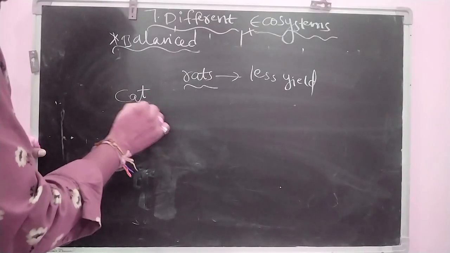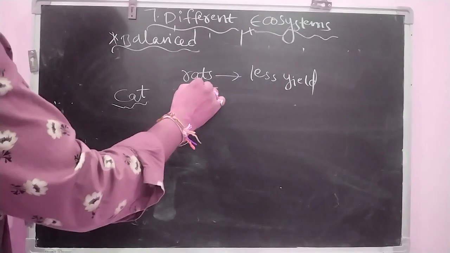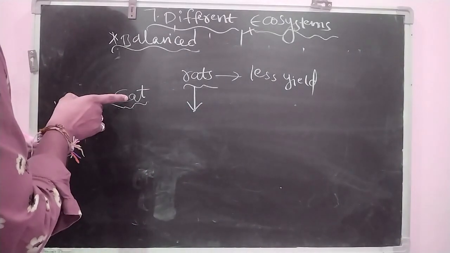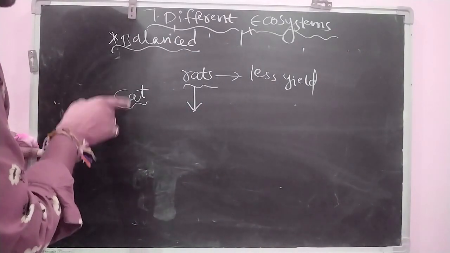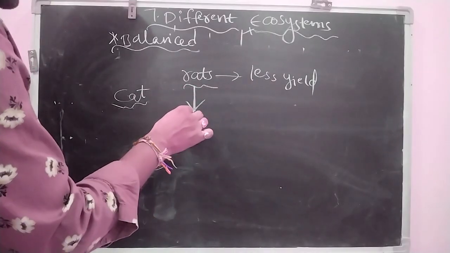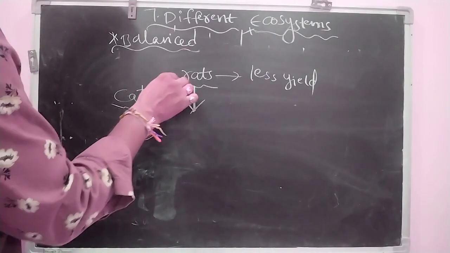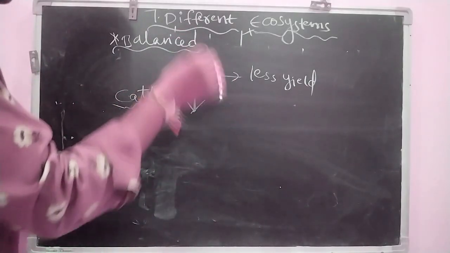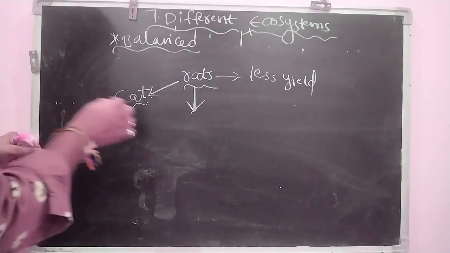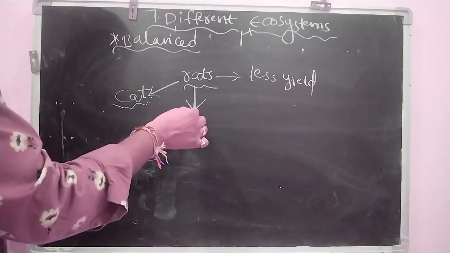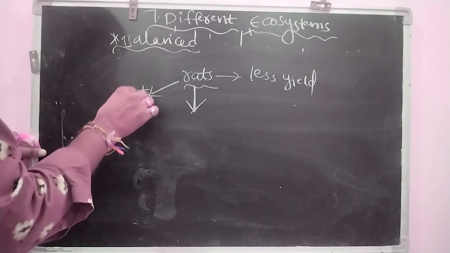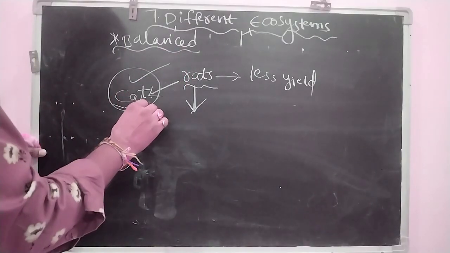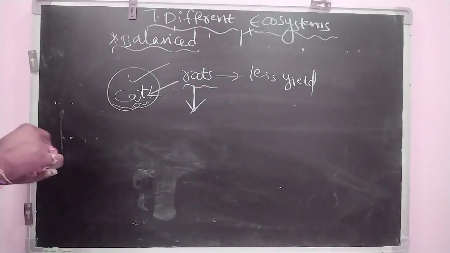If the cat population increases, then the rat population is going to decrease. Then as a result, the cats will die of hunger as the rat population is less. It means the food chain is affected. So balancing the ecosystem is important. If there are fewer rats, the competition among the cats will increase. That is why the ecosystem must always be in balance.